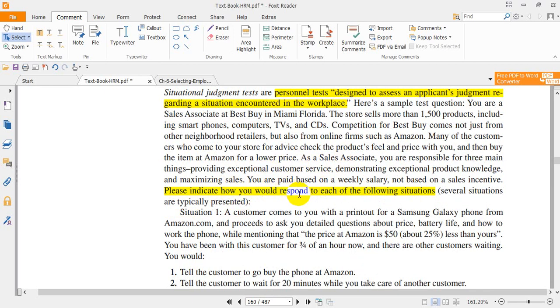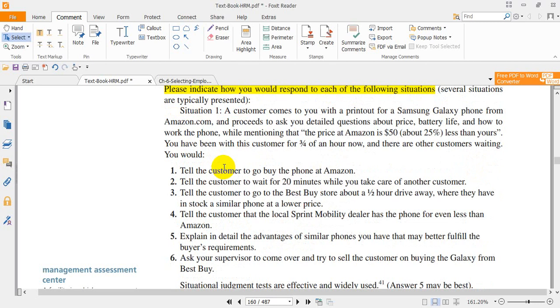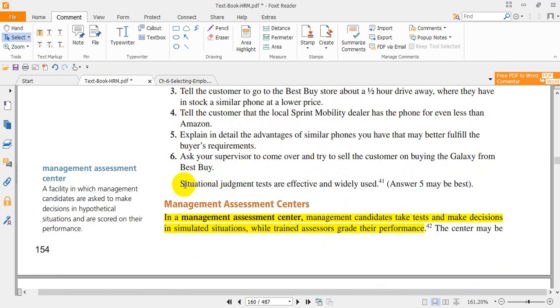Please indicate how you would respond to each of the following situations. So we give the applicant some situations and how he will deal with these situations, and the supervisor or the assessor can rate the answer and how the candidate will deal with this situation. Situational judgment tests are effective and widely used.